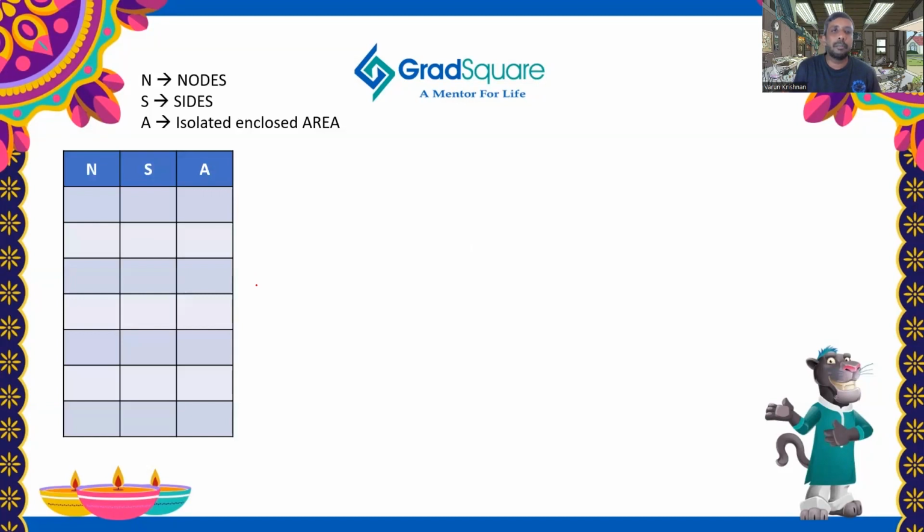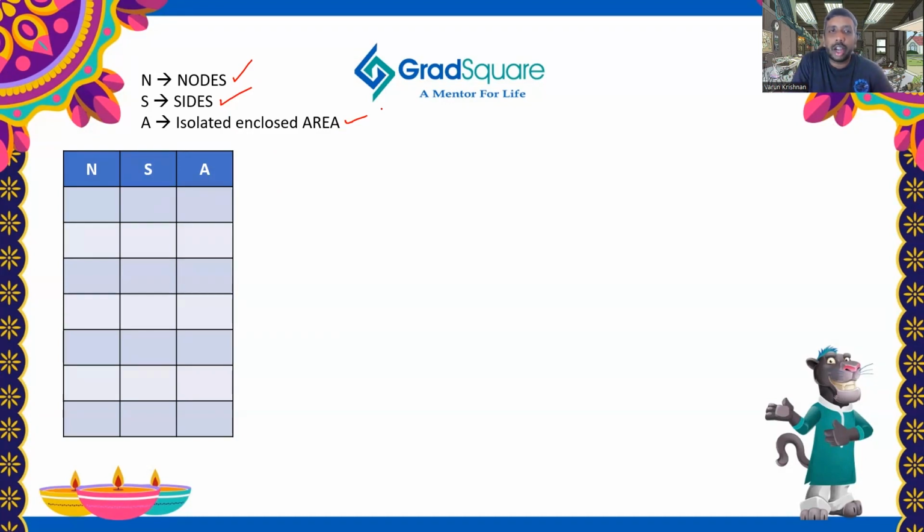So for that, let me translate V, E, and F into 2D components. The 2D analogous components will be nodes, N, which are going to be the ending and the starting points of straight lines. S is going to be sides, which are going to be, of course, sides of the polygons, which have a starting point and an ending point. And A, which is denoted as every isolated area enclosed. So how many areas are getting enclosed by the sides when we are creating the polygons? Let's see if we can form a relation between N, S, and A.